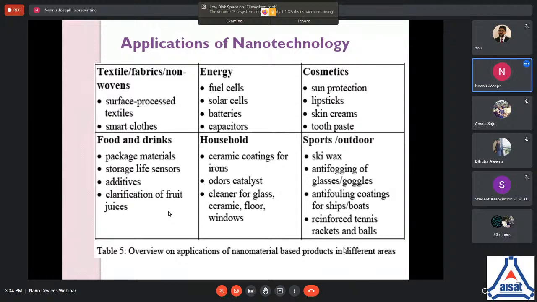And coming to cosmetic side, sun protection cream, lipsticks, etc., food and drinks, package materials, storage life sensors, etc., household items, ceramic coatings for ions, odors catalyst. Coming to sports or outdoor, anti-fogging of glasses, goggles, anti-fouling coatings for ships or boats, etc.